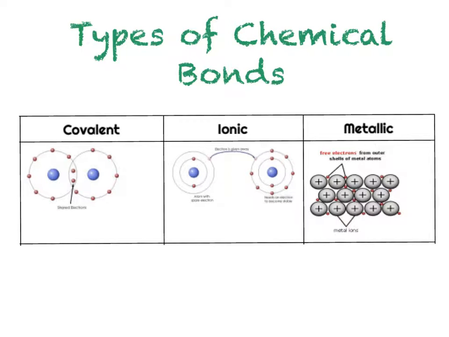Hello everyone. Today we're going to be talking about types of chemical bonds. So you should have your guide to bonding types sheet out in front of you. The three types we're going to be talking about are covalent bonds, ionic bonds, and metallic bonds.